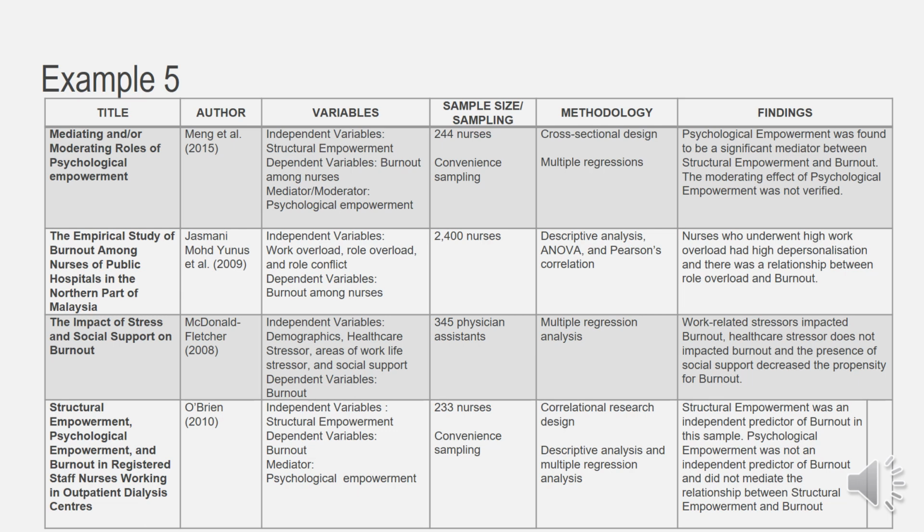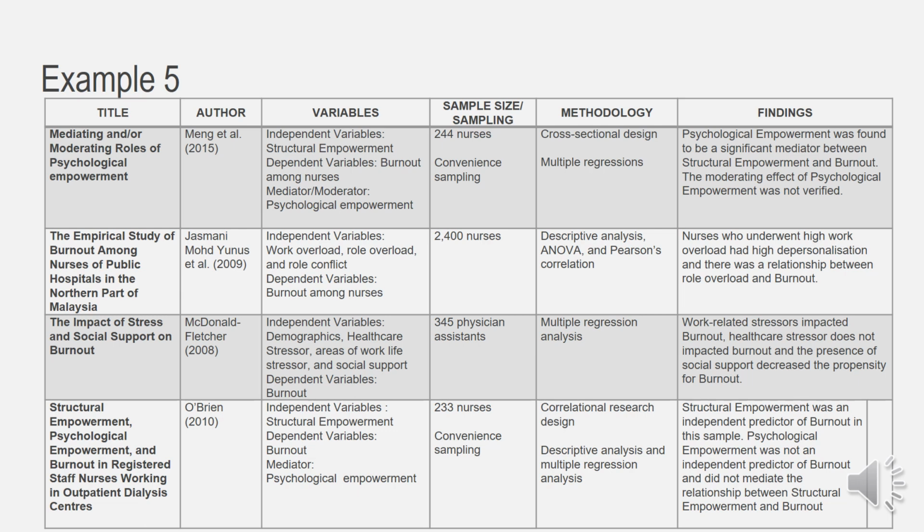Let's look at an example of a literature review. Examples 5, 6, and 7 are examples of how you can summarize the literature review that you have conducted. You may include the title, the author's name, the variables used in the study, the sample size, the sampling technique used in the previous studies, the methodology used, and the findings from the previous study.